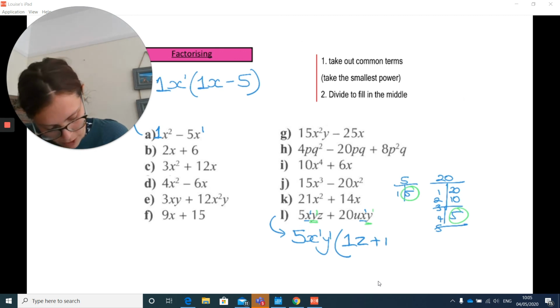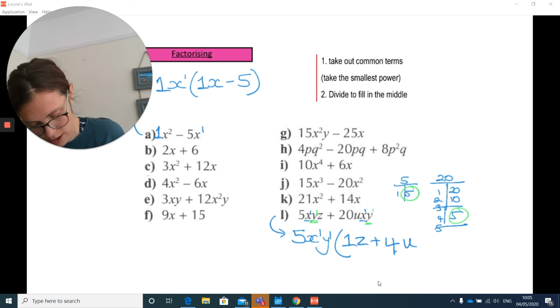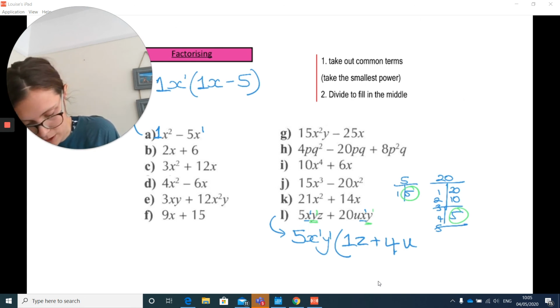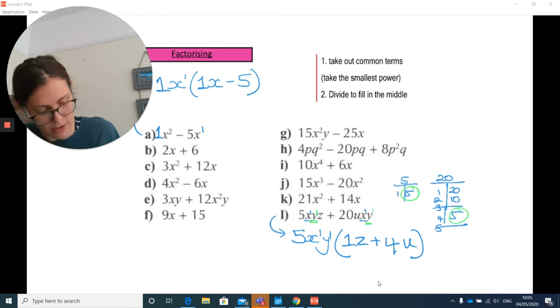Plus 20 divided by 5, which is 4. Then x to the power of 1 here divided by x to the power of 1, I don't write it. Y to the power of 1 divided by y to the power of 1, I don't write it. So the final answer just looks like this. Okay, so hopefully that gives you some help.